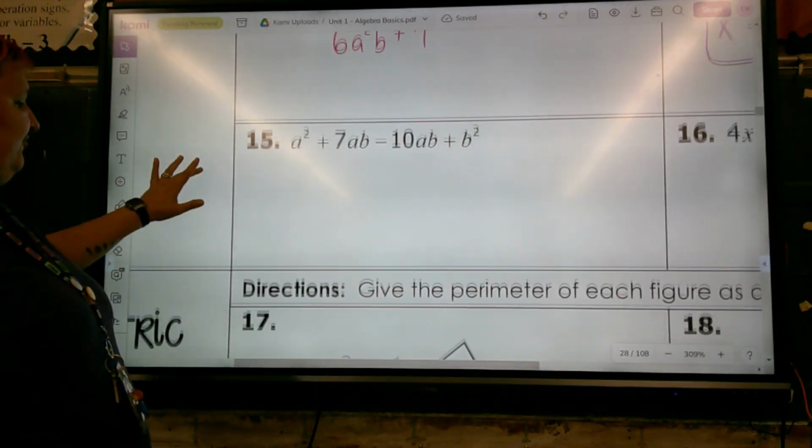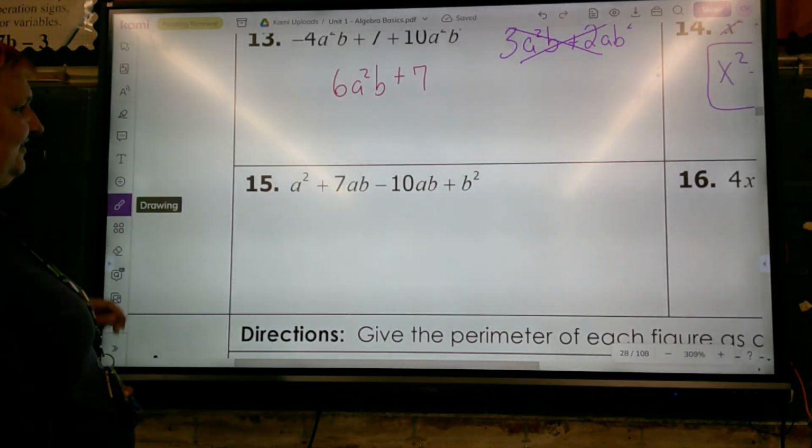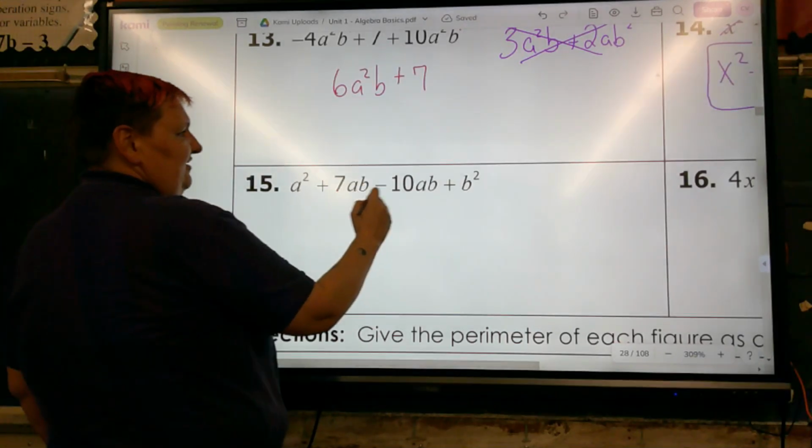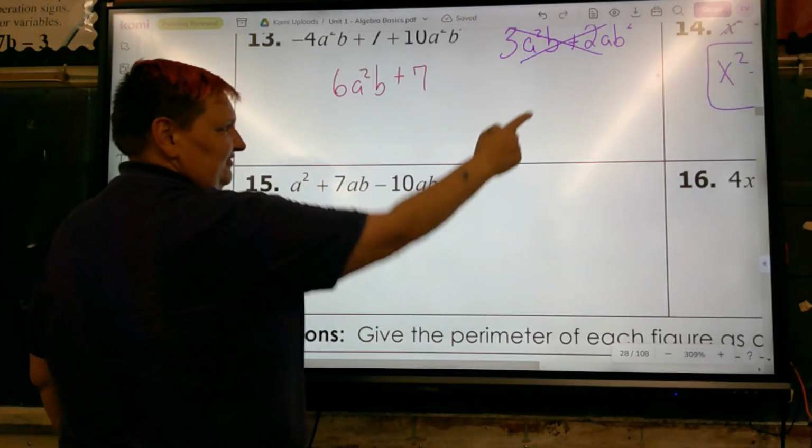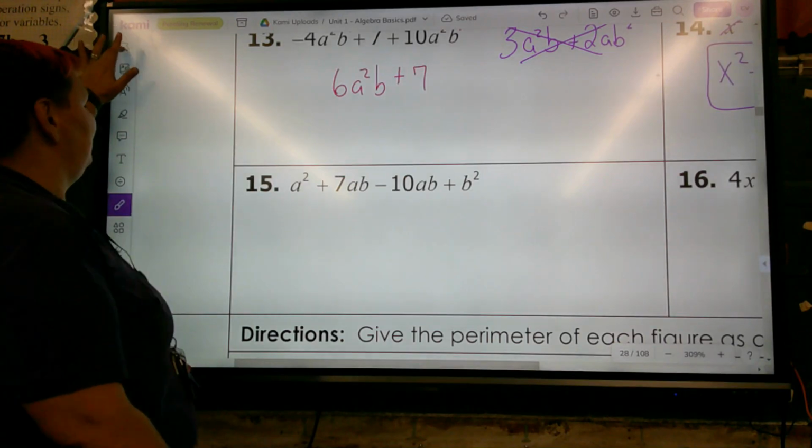They're going to make it even harder for us. That's okay. A squared, AB, and B squared. This is a lot like 14. You know what? I'm not going to work that one. You are.